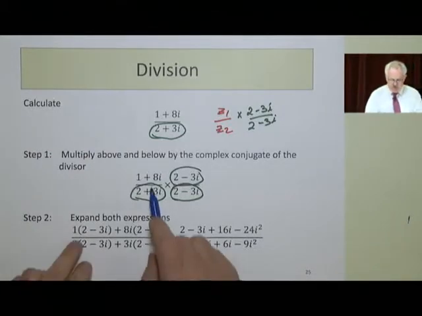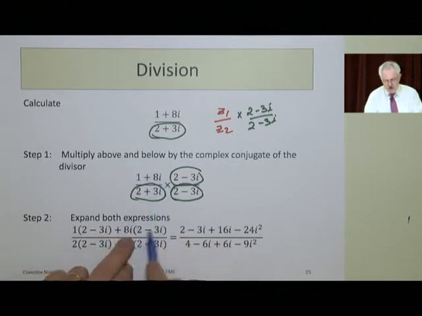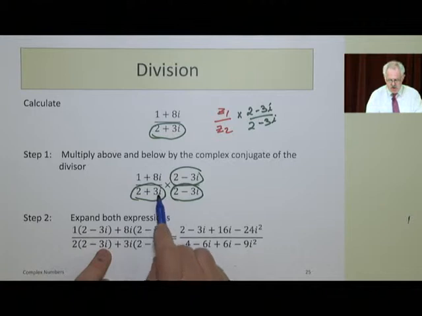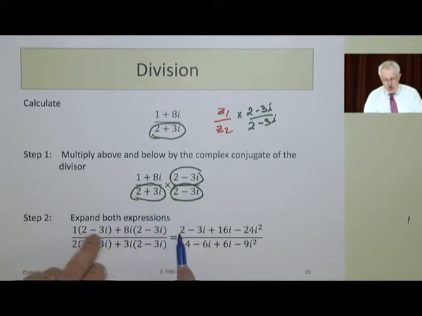So let's do the sums. On the top, I get 1 times 2 minus 3i and 8i times 2 minus 3i. On the bottom, 2 times 2 minus 3i, and 3i times 2 minus 3i. Now I multiply in, or expand it out.